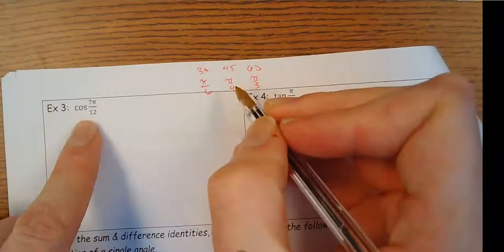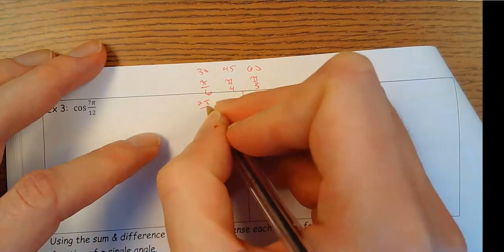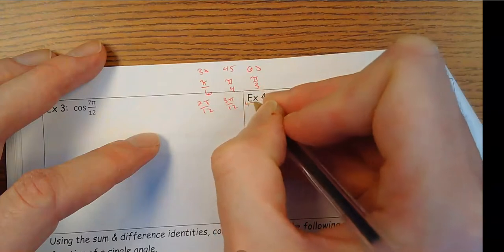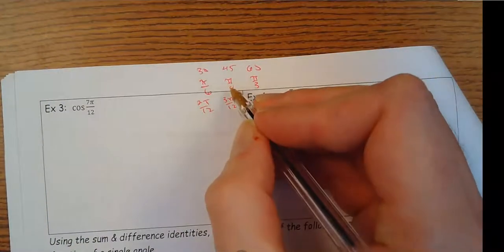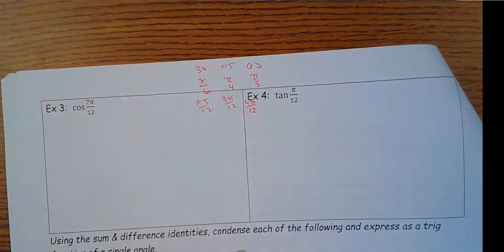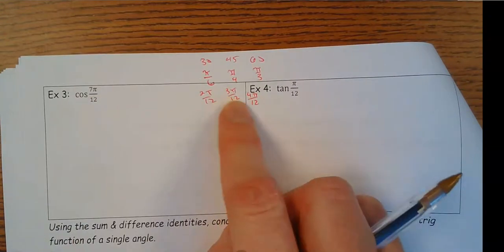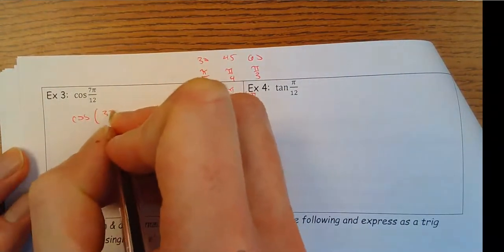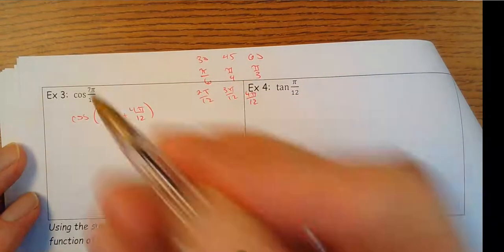If you need to, since it's over 12, put all these over 12. So this would be 2 pi over 12. This would be 3 pi over 12. This would be 4 pi over 12. Make sure I did that right. So what way could I use these to get 7 pi over 12? I could add these two together. So I do cosine of 3 pi over 12 plus 4 pi over 12, because that equals 7 pi over 12.